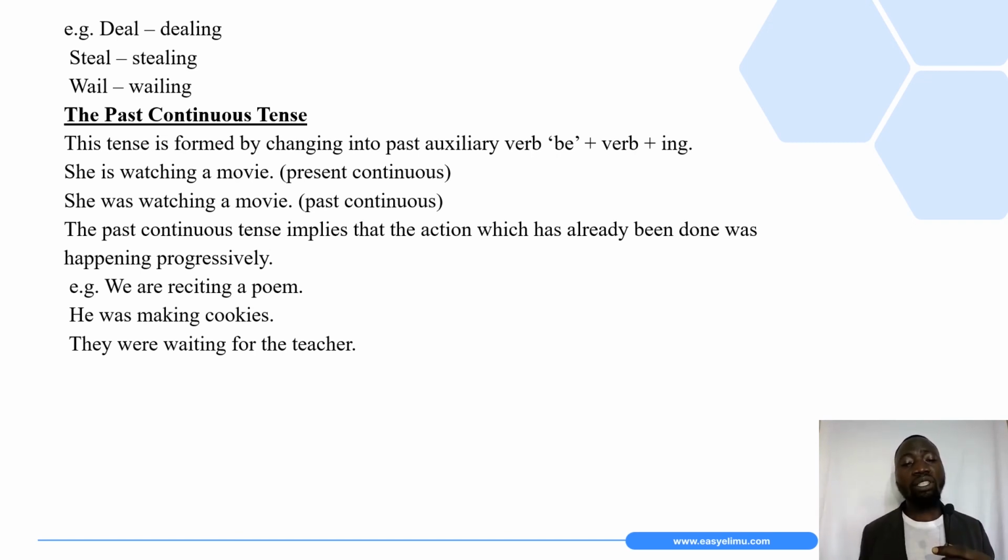The past continuous tense implies that the action which has already been done was happening progressively. That is, it was ongoing. Examples in sentences, we have: we were reciting a poem. He was making cookies. They were waiting for the teacher.